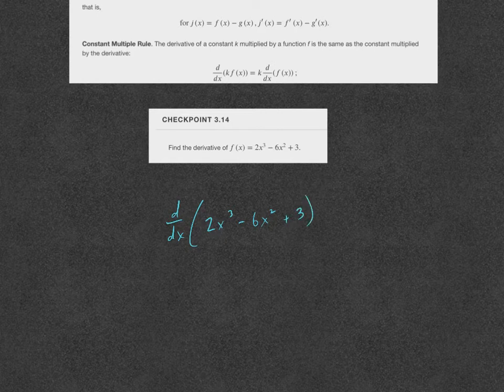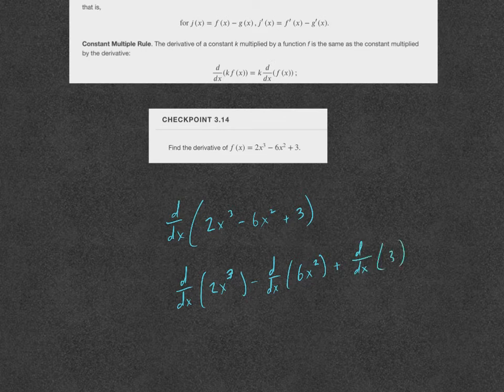Okay, so the sum and difference rules from up above say that I can take the derivative of each term individually. 2x cubed, that's a 3, minus the derivative of 6x squared plus the derivative of 3. So I'm breaking up each term and inspecting it and looking at it individually.